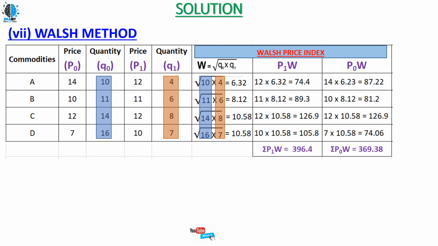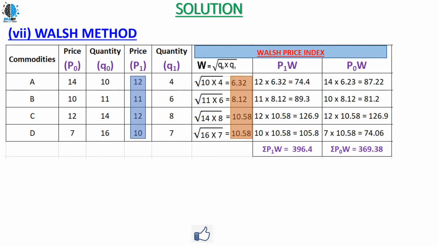So these are my weights. These weights I'm going to multiply with P1 first. P1 values are 12, 11, 12, 10. So I have the P1 and W values, and I'm going to multiply P1 and W. The final value I will be getting as a summation is 396.4. 396.4 is my summation value of P1 W.